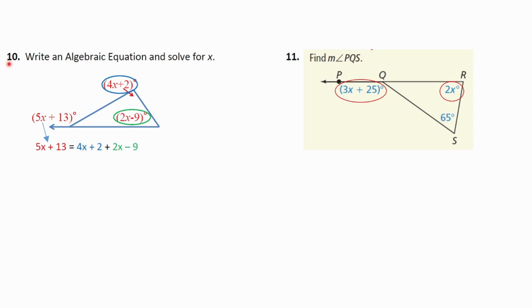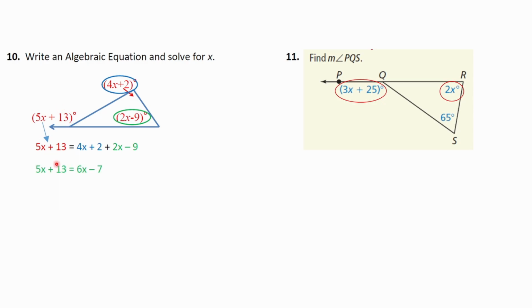All right, for number 10 here, again, kind of mark these in blue and green respectively, and we'll leave this one in red. So the exterior angle, 5x plus 13, equals the sum of these two interior angles. That 4x plus 2 is this angle. That's what the little arrow means. It's the inside one here. So I'm going to add those two together, equal to 5x plus 13.